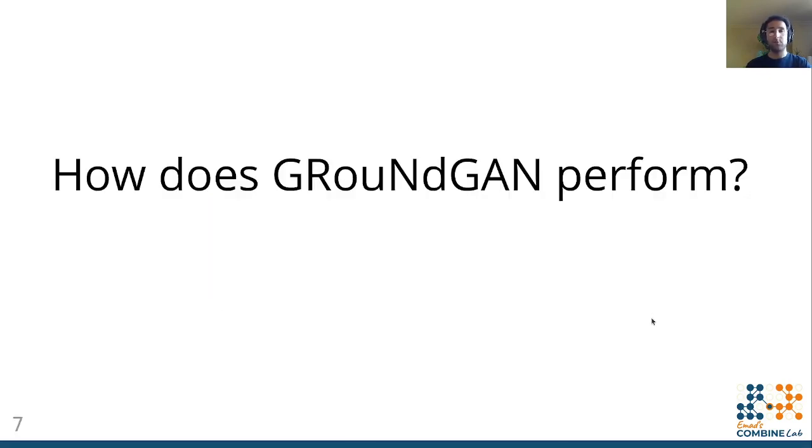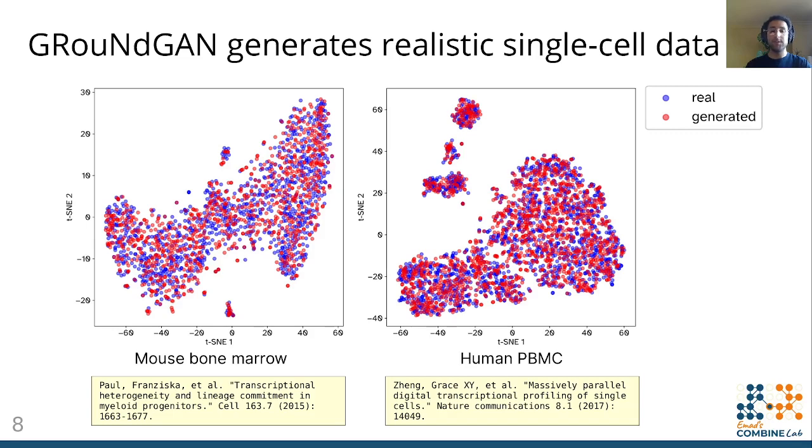But how does GroundGAN perform? Well, we ran it on two different datasets. One is a human PBMC dataset, which is highly heterogeneous, has many different cell types, and is quite large in terms of number of samples. The other is a bone marrow dataset, which is quite the opposite. It's not a steady state dataset; it's a differentiation dataset of progenitors into different fates and has very few samples. But in both datasets, we can see that real and generated cells, shown in blue and red respectively, overlap in this 2D space.